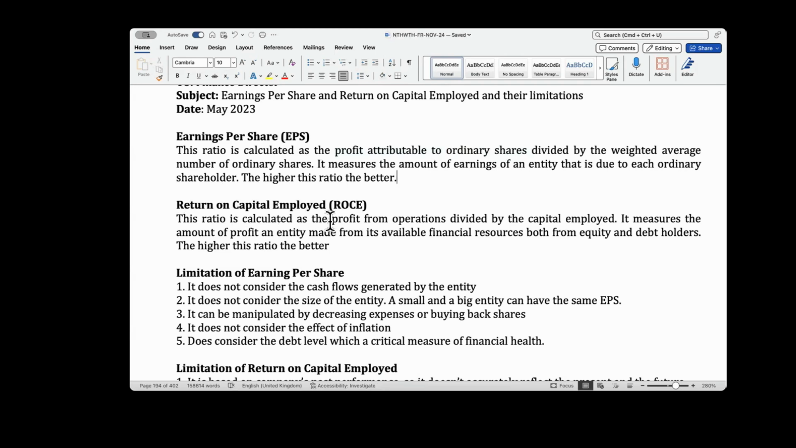ROCE, I said this ratio is calculated as the profit from operations divided by capital employed. And I told them what it measures. I said it measures the amount of profit an entity makes from its available financial resources, both from equity and debt holders. And I told them that the higher this ratio, the better.